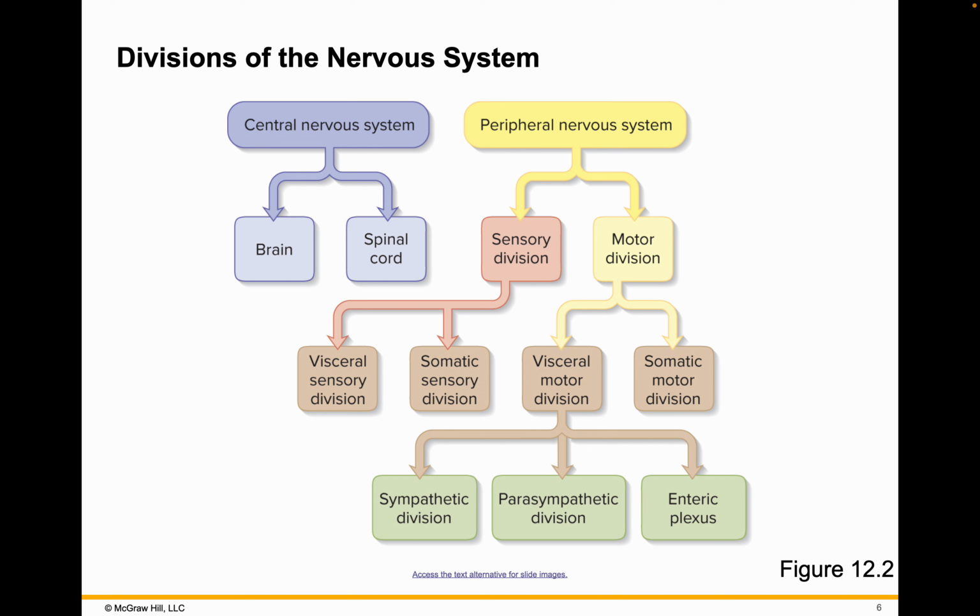So we have the central nervous system and the peripheral nervous system. The central nervous system is divided into the brain and spinal cord. The peripheral nervous system is divided into two divisions, the sensory division and the motor division. Those are both divided into a visceral and somatic division, and the motor division of the peripheral nervous system is further divided into the sympathetic division and the parasympathetic division primarily. We will also see the enteric plexus later on when we talk about the digestive system.